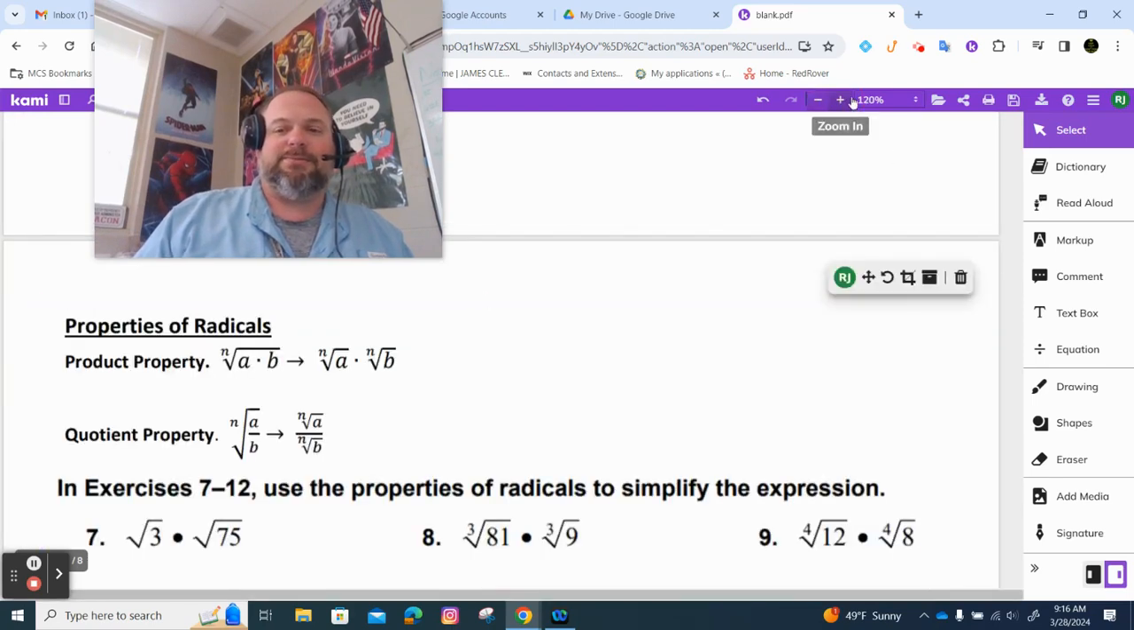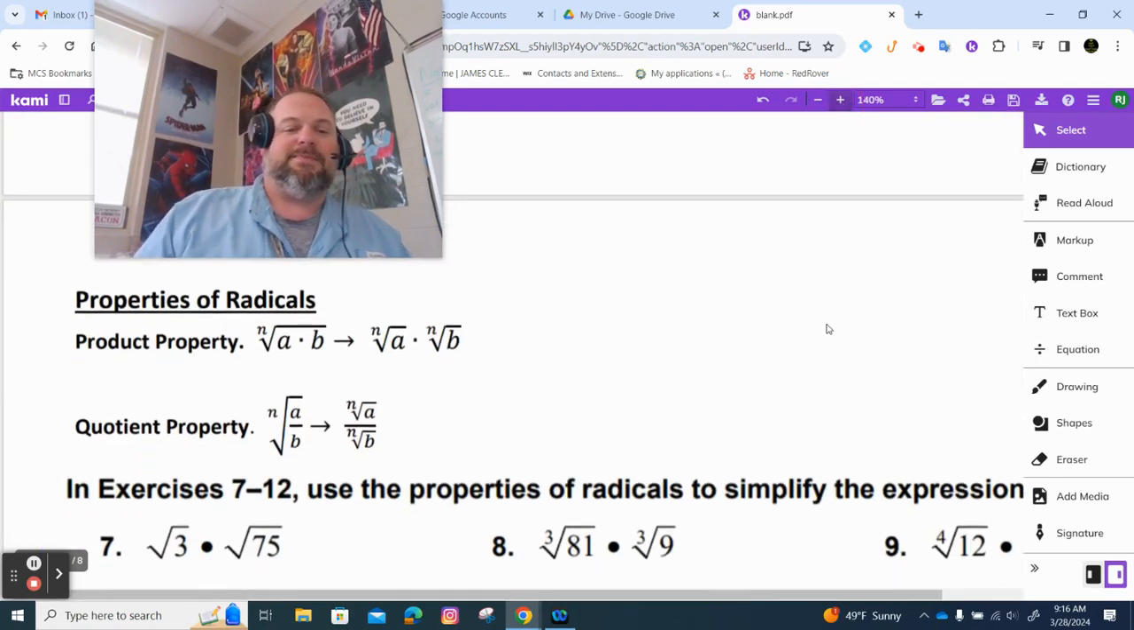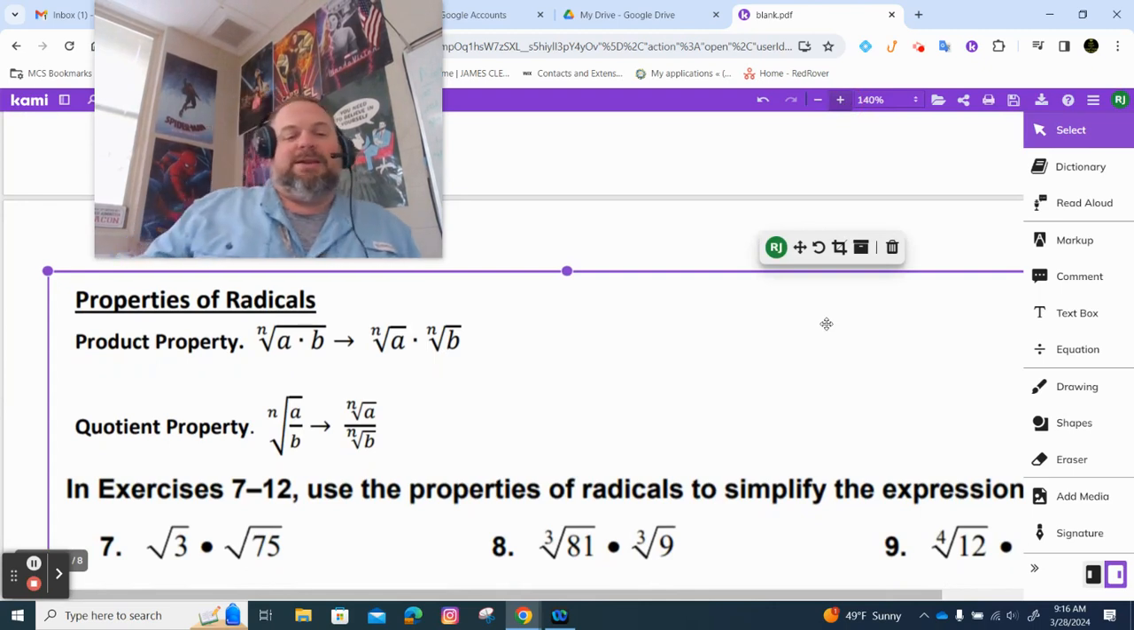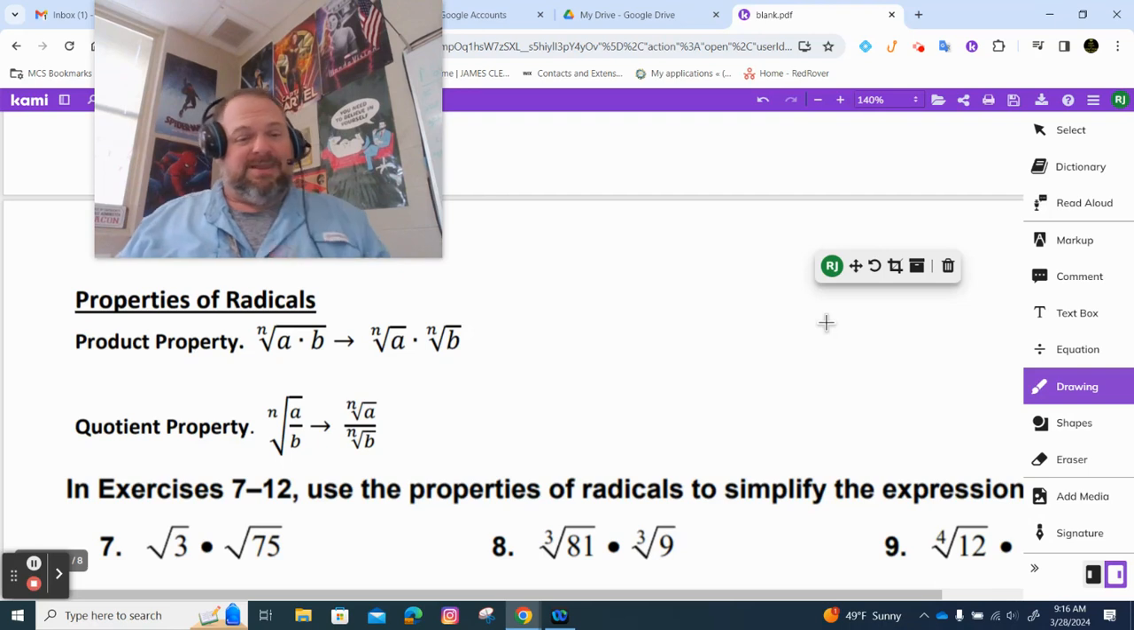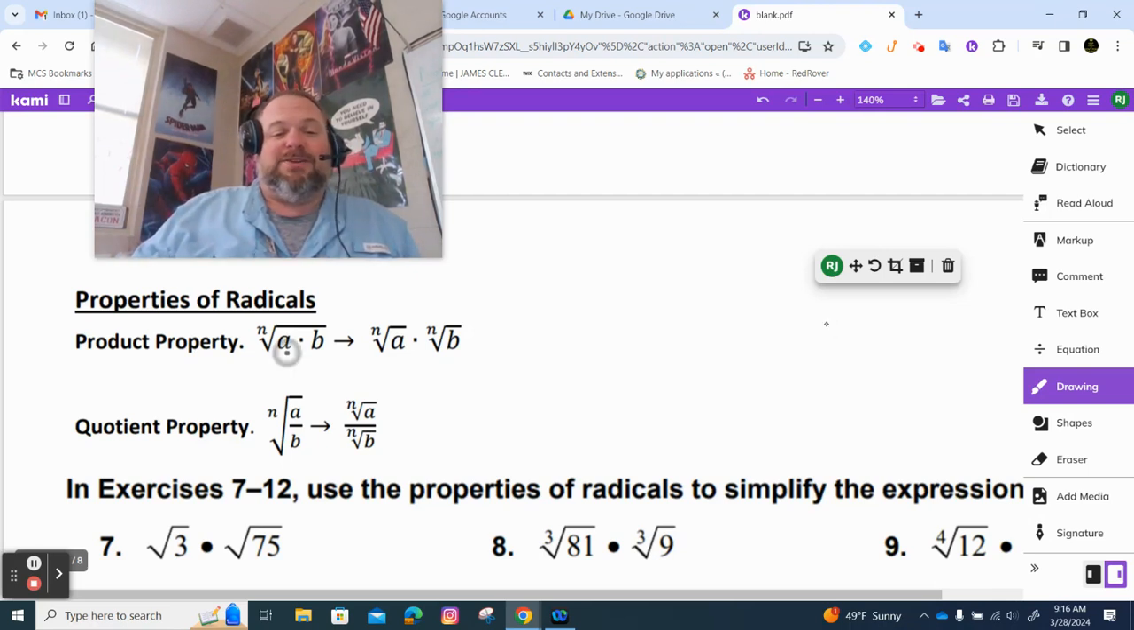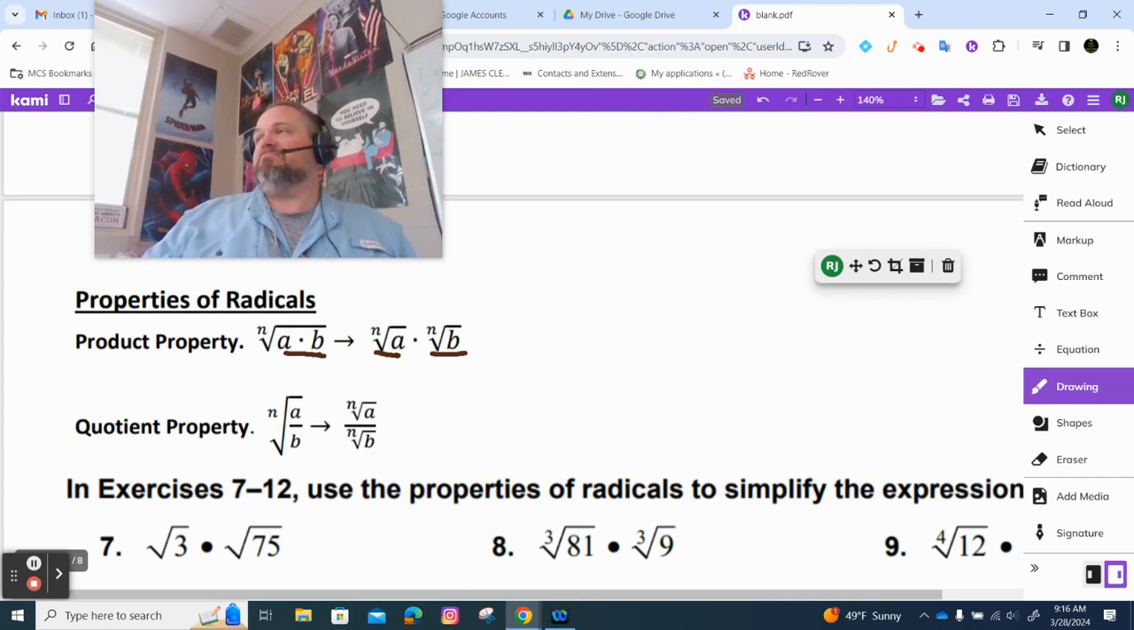Properties of radicals. Basically, it's saying this right here. You could pull them apart or put them together. If you have two things multiplied together, it's the same thing as saying the root of one times the root of the other, or you can split them. That's all it's saying. It's very simplistic.